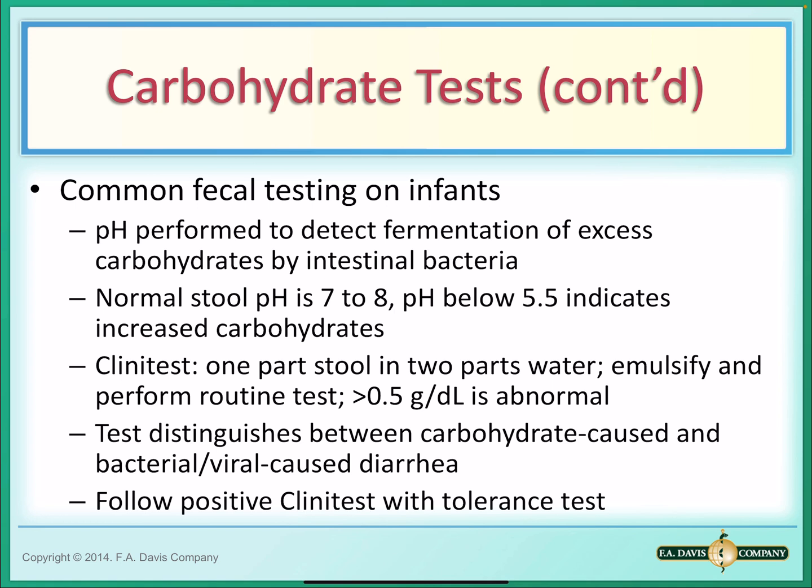Remember that the Clinitest is 1 part stool and 2 parts water. You emulsify and perform a routine test. Anything over 0.5 grams per deciliter is abnormal. The test distinguishes between carbohydrate-caused and bacterial or viral-caused diarrhea. You can follow a positive Clinitest with the tolerance test. Remember that sucrose is not detected by the Clinitest method because it is not a reducing sugar. In premature infants, there is a correlation between a positive Clinitest and necrotizing enterocolitis.